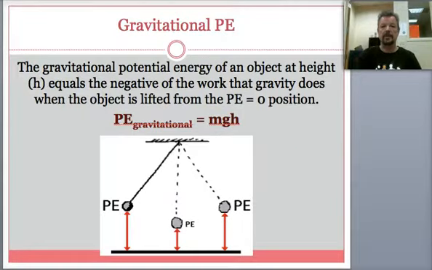Gravitational potential energy of an object at height h is equal to the negative of the work that gravity does when an object is lifted from the potential energy equals 0 position. You will notice this swing or pendulum has 3 different heights and various potential energies. The energies on the outside are larger because the height is higher.